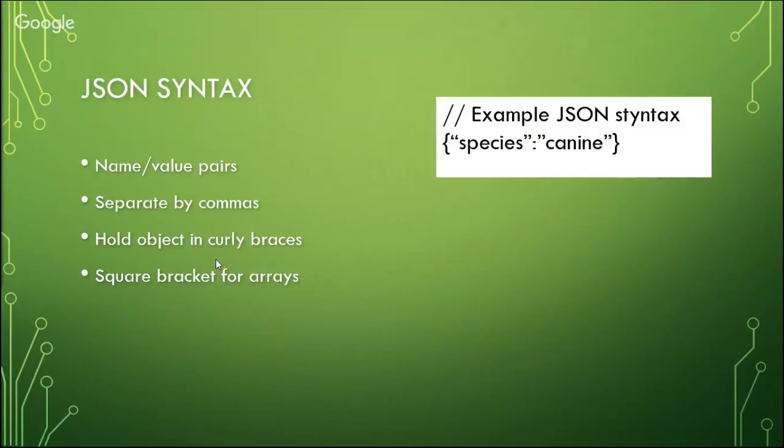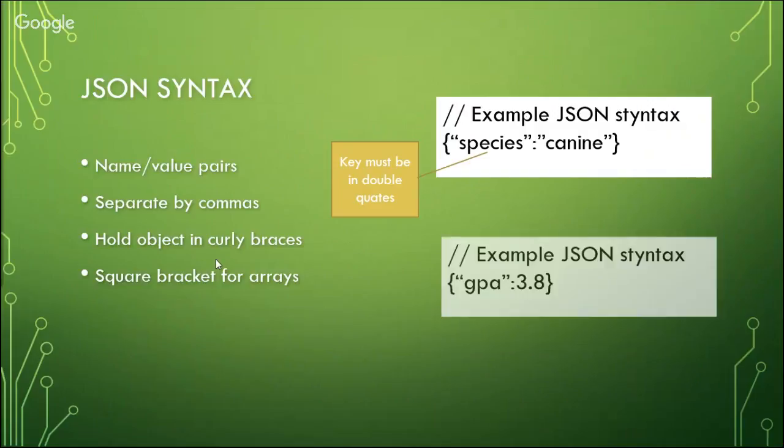So here's an example. We have species, which is the key, and we have to use double quotes for the key. And the species will be the type, and then canine will be what it is. In this example, we have GPA. Remember, the key needs to be double quotes. The value doesn't need to be in double quotes in this case because it's a number. If it's a string, you're going to have double quotes.